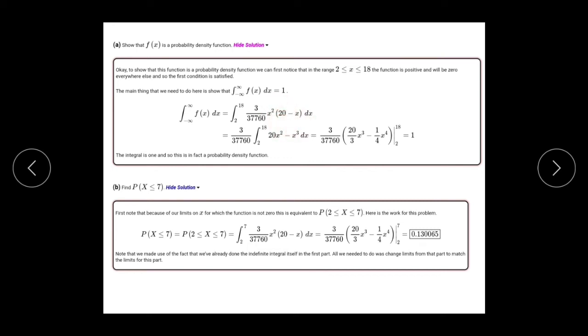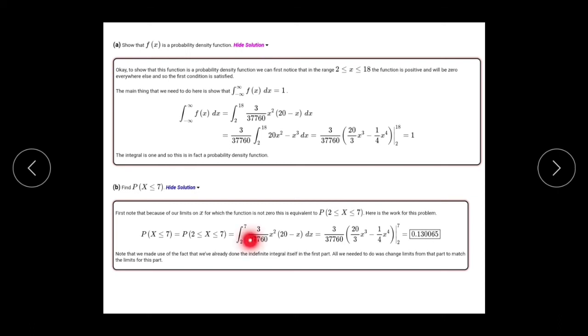So integrating this, we will have 3 over 37,760 quantity 20 over 3 x cubed minus 1/4 x to the 4th evaluated from 2 to 18. So simplifying this, we will have 1, which means na-satisfy niya yung condition, so probability density function siya.